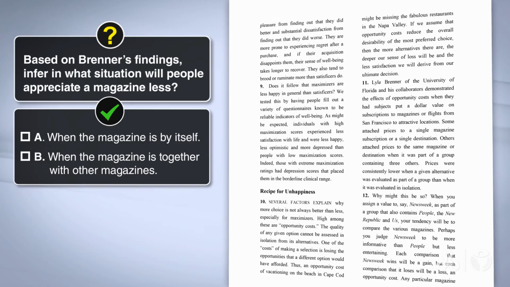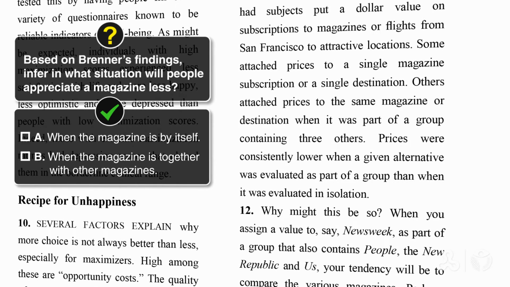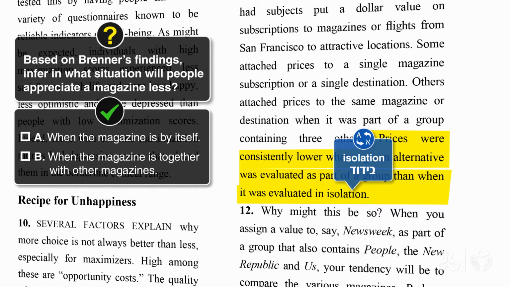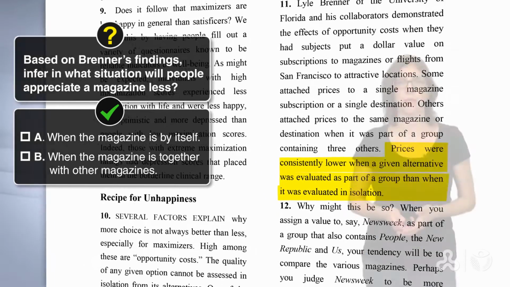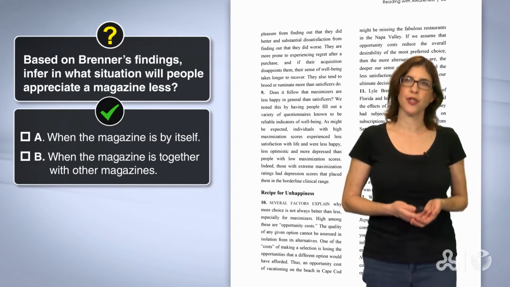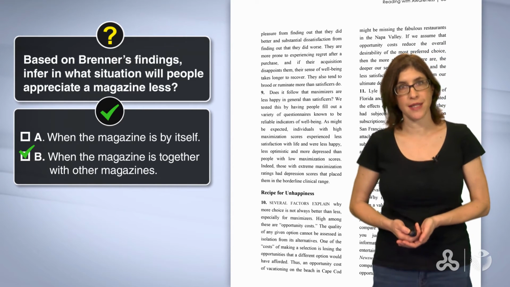You're back. Let's see. In the last sentence of paragraph 11, we can read, prices were consistently lower when a given alternative was evaluated as part of a group than when it was evaluated in isolation. Prices were lower as part of a group. So, here we have our answer. The answer is that people appreciate the magazine less, B, when the magazine is together with other magazines.